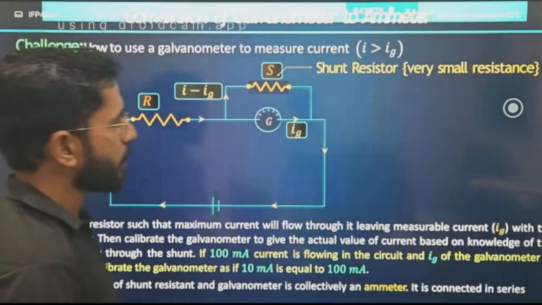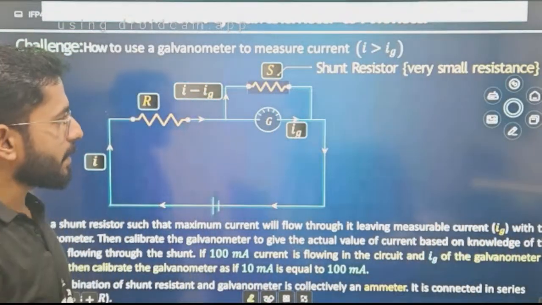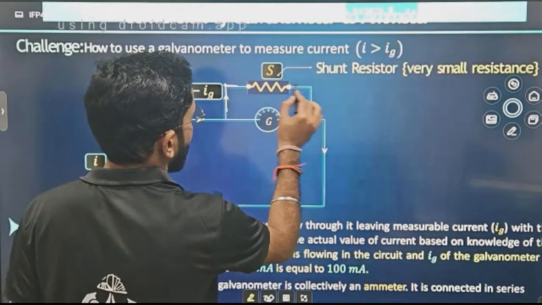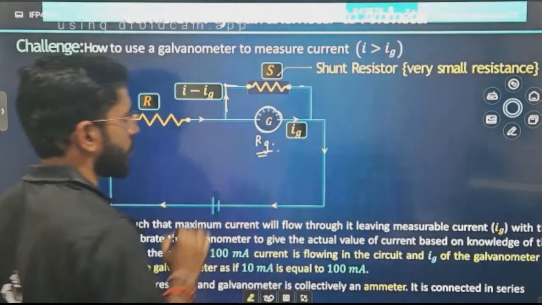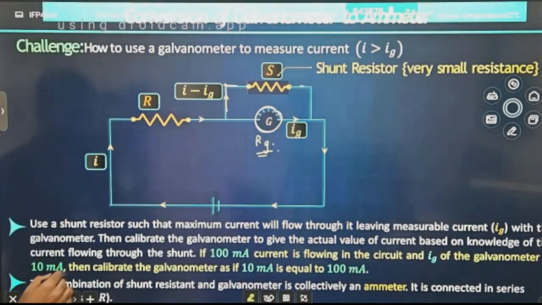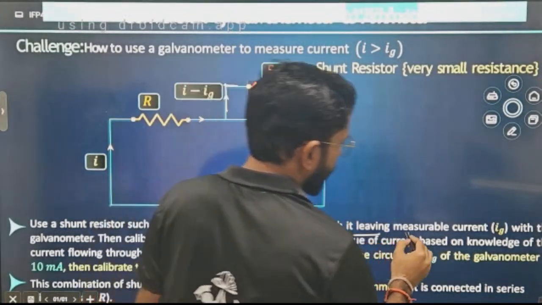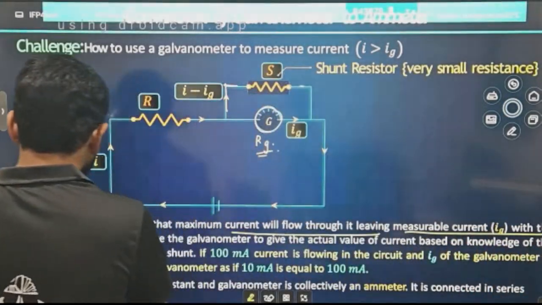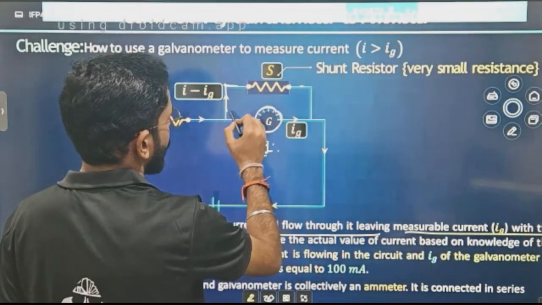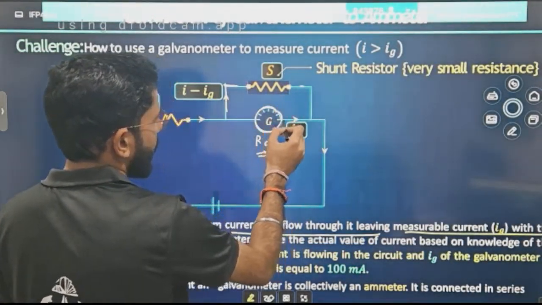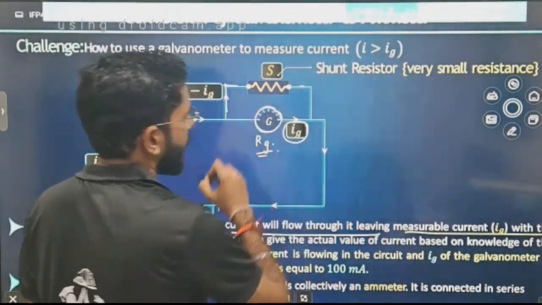So what we do is always use a shunt resistance. What is the shunt resistance? A very small resistance is connected in parallel with the galvanometer, and the galvanometer also has some resistance represented as Rg. We use a shunt resistance so that the maximum current flows through it, leaving only the current Ig through the galvanometer. This resistance is very small, so most of the current passes through it and very little current passes through the galvanometer, and the current passing through the galvanometer is Ig.